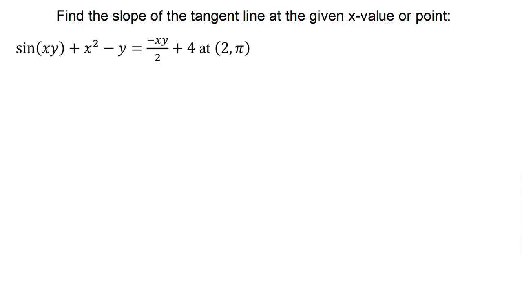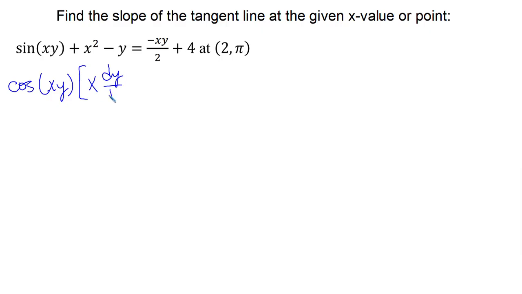All right, for this next one, we start off with the sine of xy. Well, in order to find that derivative, that's a chain rule derivative. So we take the derivative of the sine to get the cosine of xy, but then we have to multiply that by the derivative of xy. Well, the derivative of xy, we'll use the product rule for.